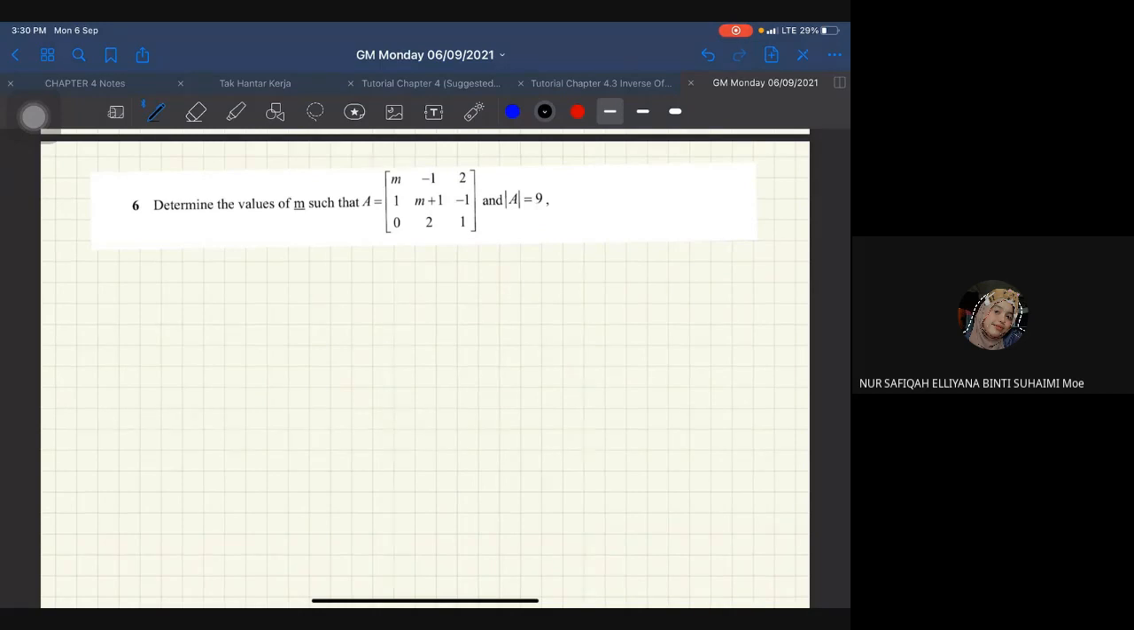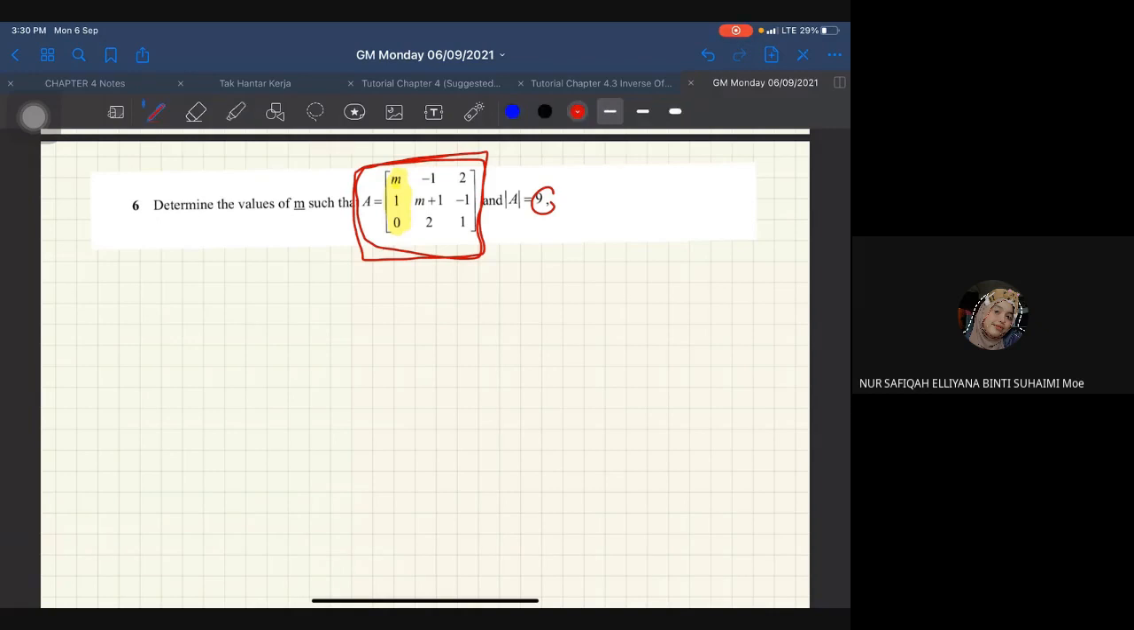Okay, so awak cari dulu determinant tu apa dengan menggunakan matrix yang awak ada ni. And then you just compare your value with this one. Find A first. Modulus of A. Untuk cari determinant, cara mudah is kita guna row ataupun column yang ada nilai kosong. So this first column we have 0 over here. So we are going to use this one.